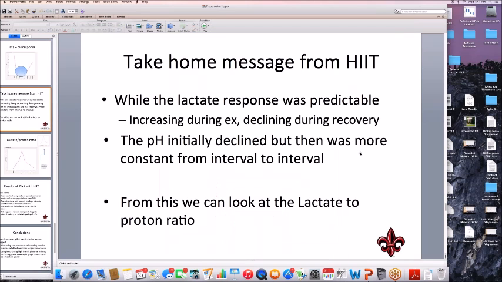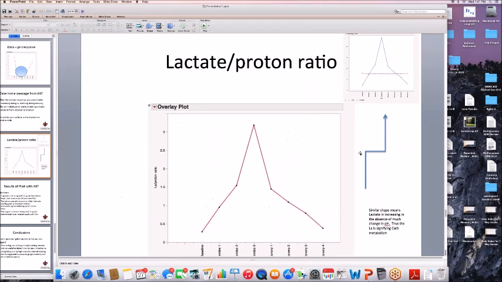All right, so the lactate response again was predictable. The pH initially declined, but then was fairly constant from interval to interval. And from this, we can look at the lactate to proton ratio, which is this guy right here. If we divide the lactate measurements by the pH, we get the same type of shape that we get when we look at just the lactate change on its own, which is the blue on the top line there.